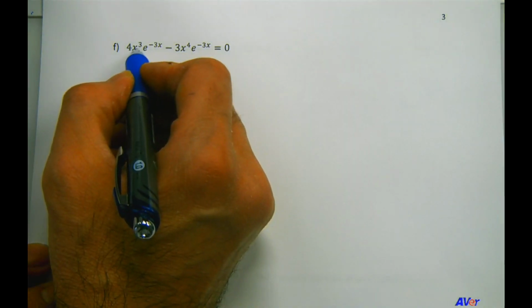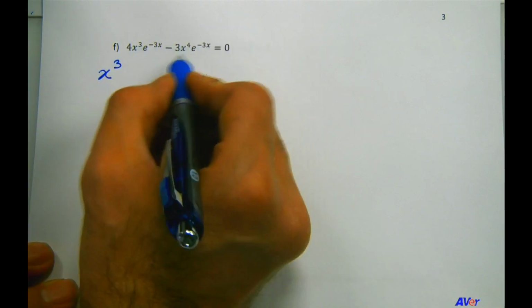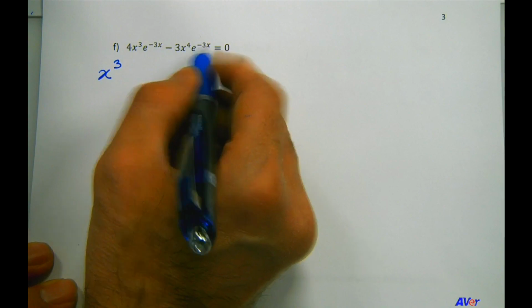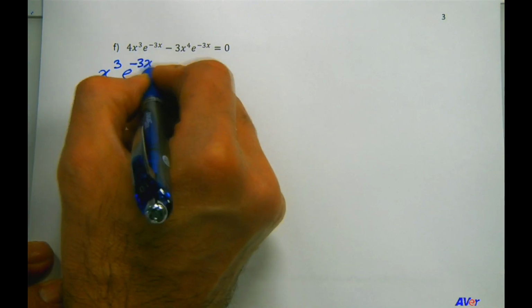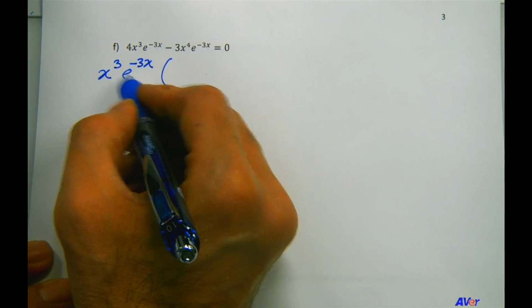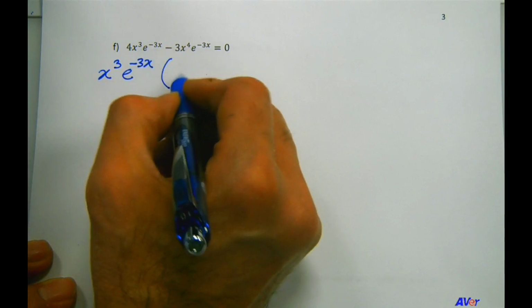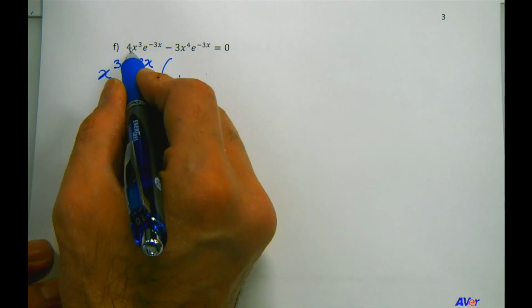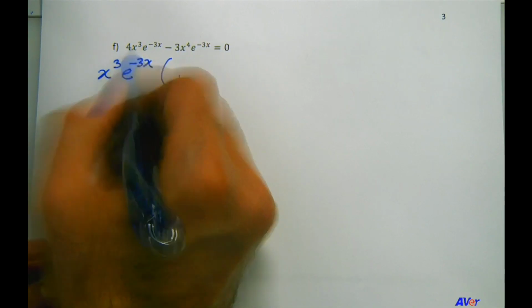So the lowest power for x would be x cubed. And e to the negative 3x certainly is common for both terms. So certainly we can take it out as a factor. Times. Factoring, remember, it's the opposite of the distributive property. So I should put something here such that if I distribute this into it, I get that term back. So what should I put here to multiply by this to get that back?